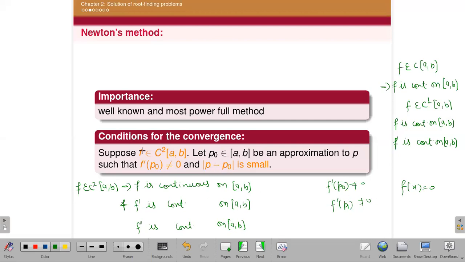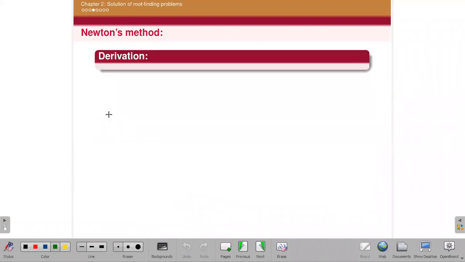And another condition, first condition is this, second condition is this, and third condition is p minus p naught is small. So what it is, if you are taking p, that is the exact root of this equation, and p naught is approximation, that is the initial guess. So that should be very small. Means you take your initial guess near to your p value. Then, if it is small, the sequence generated from the Newton's method will converge to your root. So these are the three conditions. So why we are taking these conditions actually? So we are doing the derivation.